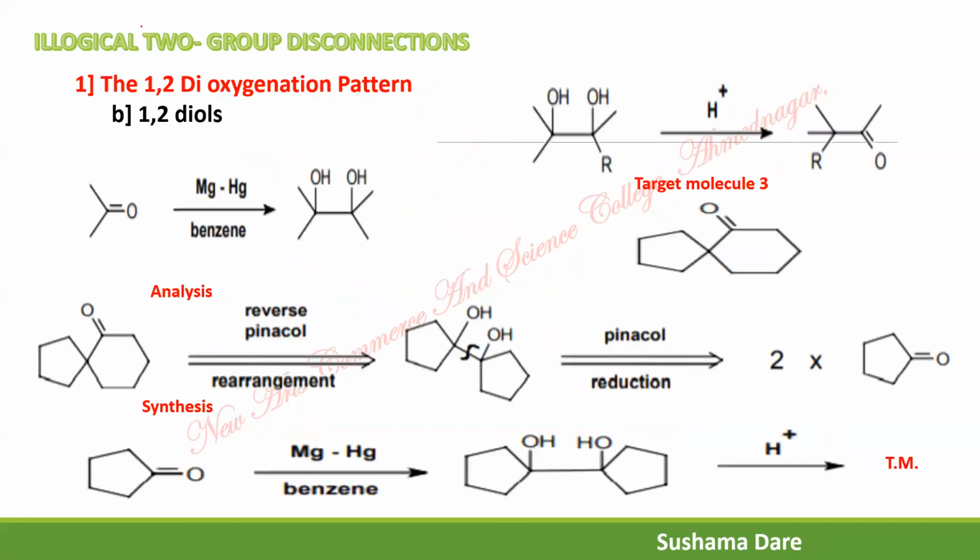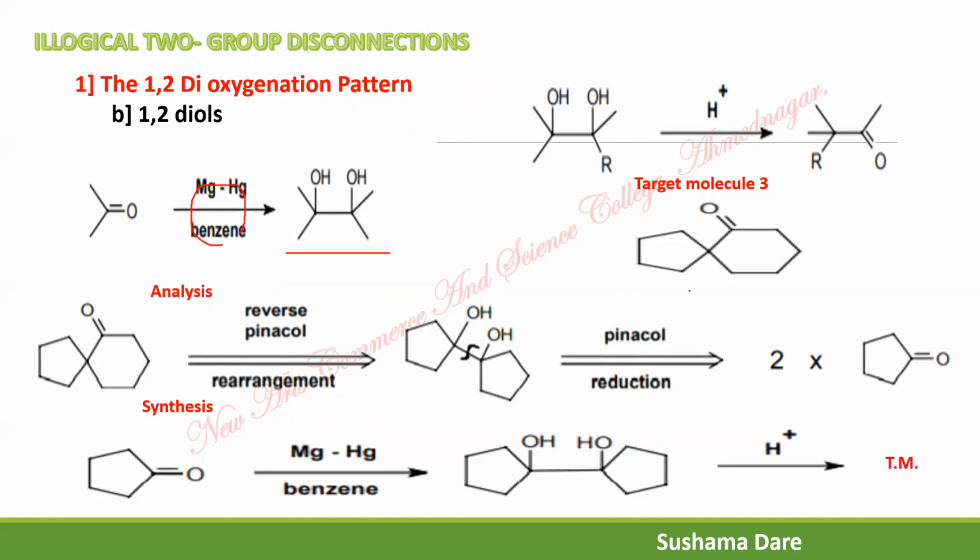Now this is the next example. What is another option of getting a 1,2-diol? This is a ketone, and in the presence of mercury amalgam and benzene as a solvent, it gives a 1,2-diol. This reaction is called the pinacol coupling reaction.